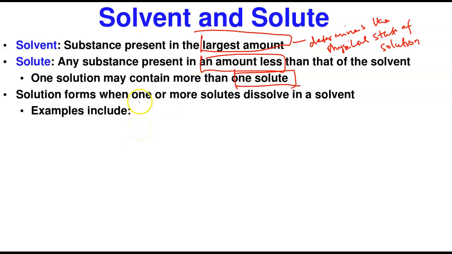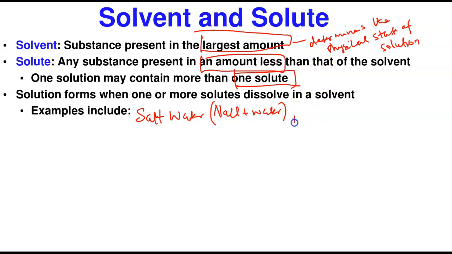Which common examples are we going to see? I've talked about salt water. Salt water is a good solution. What does it contain? It contains salt, which is sodium chloride. Let me just be specific. It contains sodium chloride plus water. Sugar solution contains sugar plus water as well.